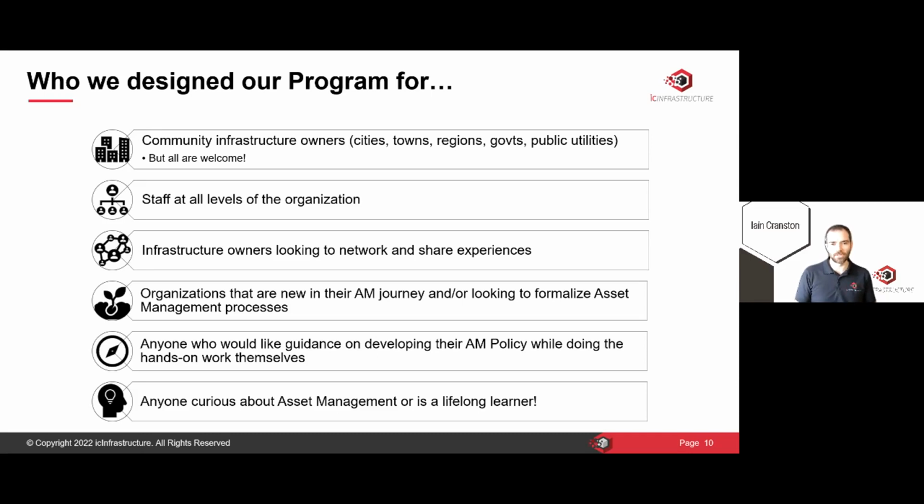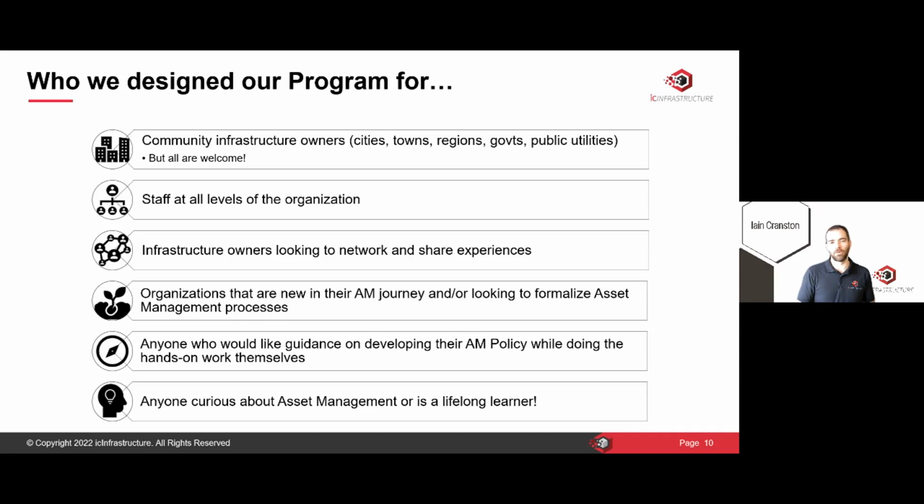The programme as well has an interesting networking side of things. It's really important to be sharing experiences and learning from other communities. A great way to fast track your asset management journey. It's specifically targeted around people that are new to their asset management journeys or trying to formalise more of their asset management efforts, and that will make a little bit more sense when we get into the definition of asset management. And also for anyone that's looking for guidance in developing their policy, but wanting to do some more themselves.